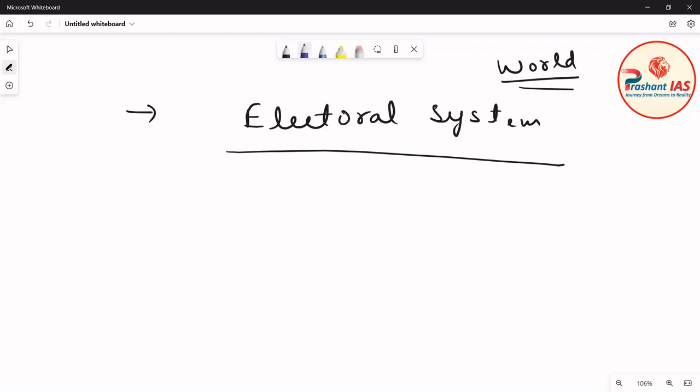Okay, so first of all, I will tell you what are the electoral systems which are followed in different parts of the world. So the first system is called the first past the post system.